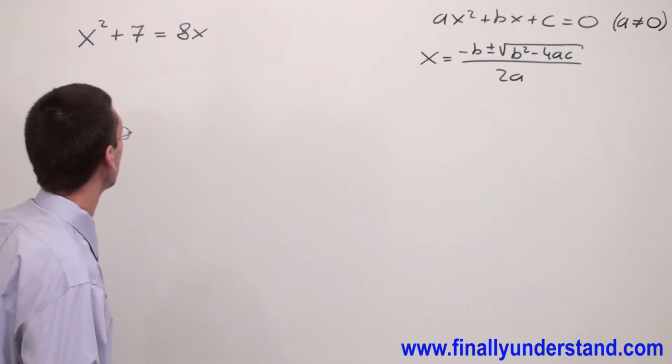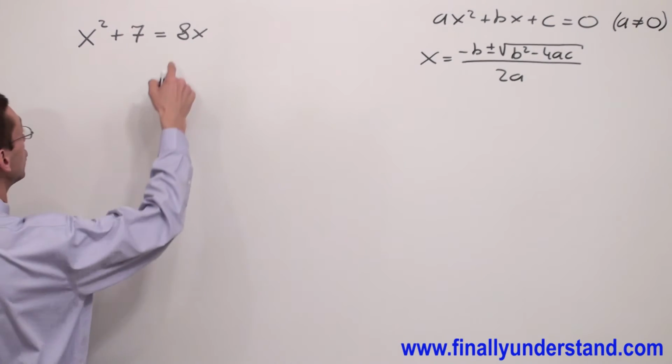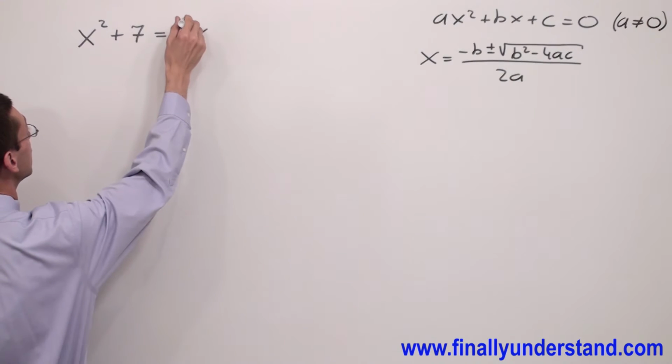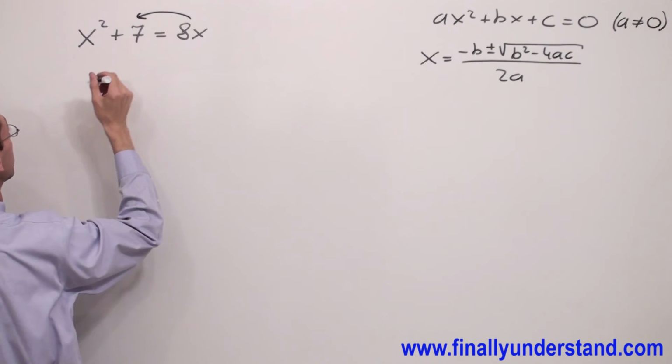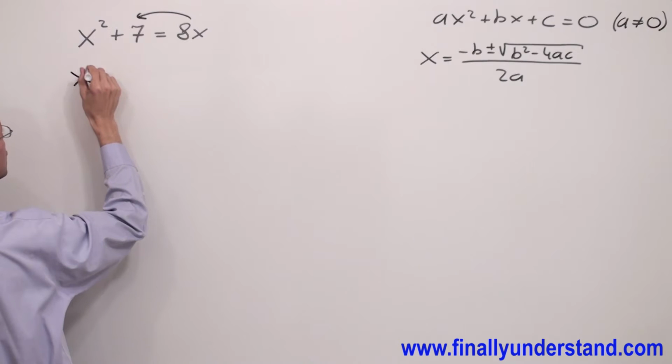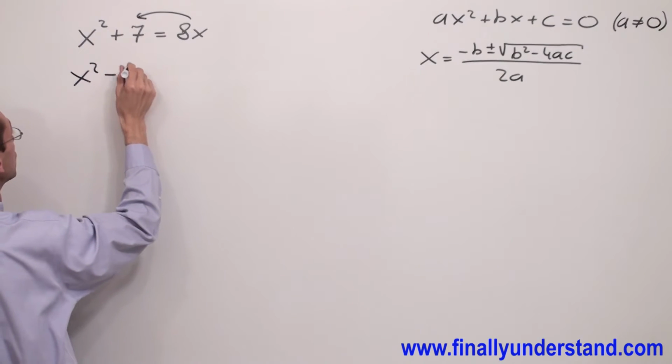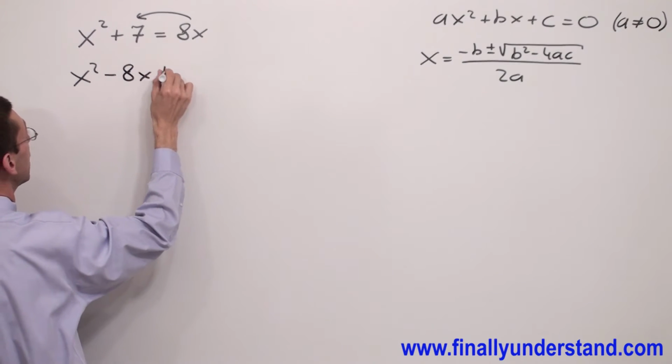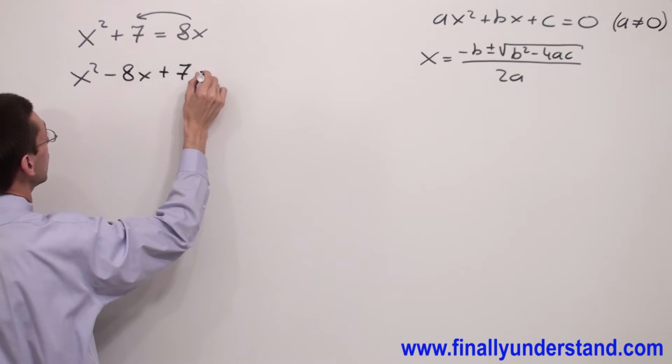We have another example on the board. Again, before we apply the quadratic formula, we're supposed to organize this equation. I mean, we have to move 8x to the left side of the equal sign. So we are going to have x squared minus 8x plus 7 equals 0.